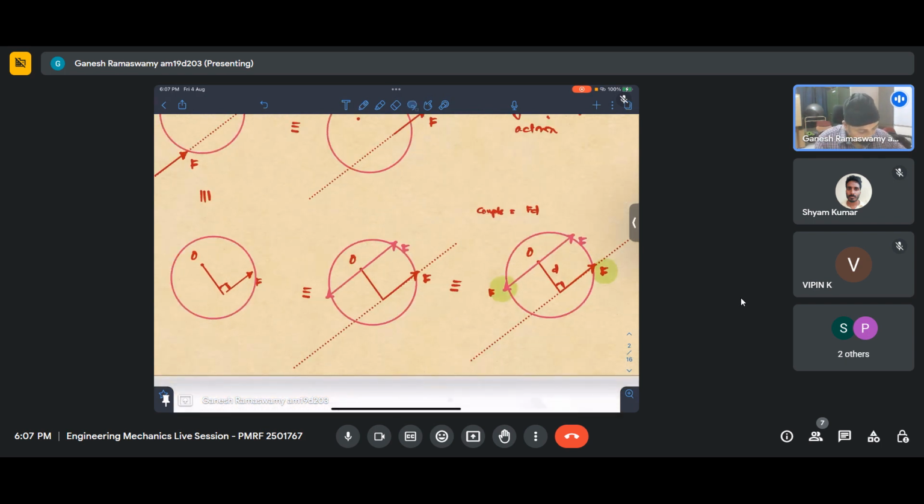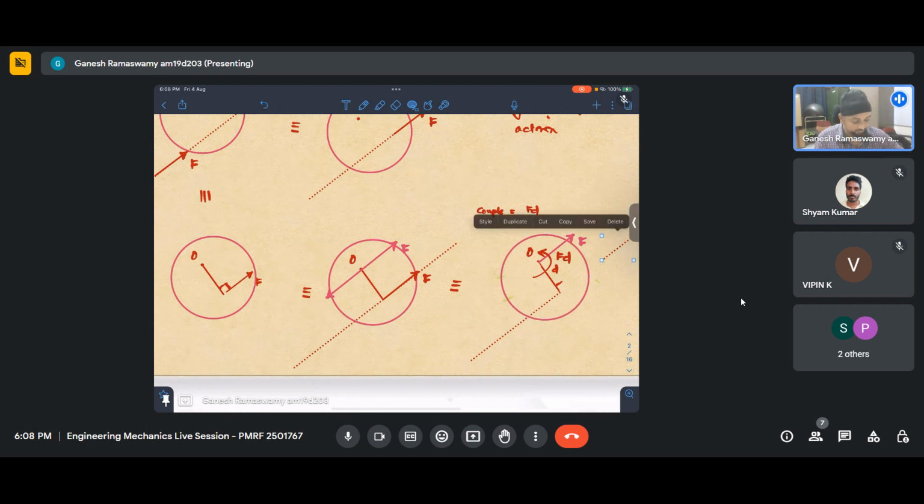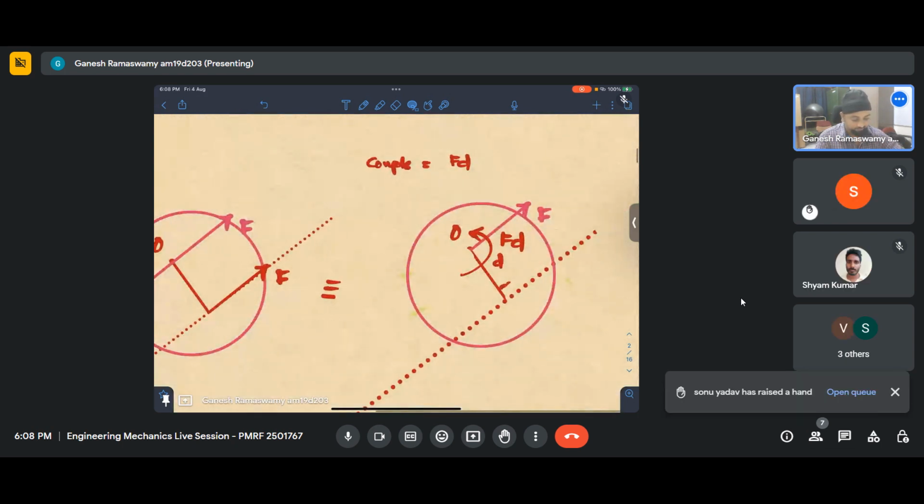So in such a case, I can erase this force, and I can erase this force, and I can apply a couple which is of magnitude Fd. So this is the essence of resolving a force into a force and a couple system. Where will this come in handy? This will come in handy when we are dealing with bending moment diagrams, where we need to shift forces, reactions quickly. There, this will be helpful.